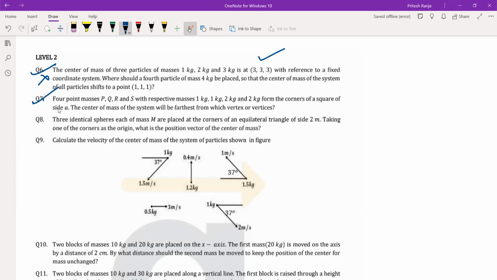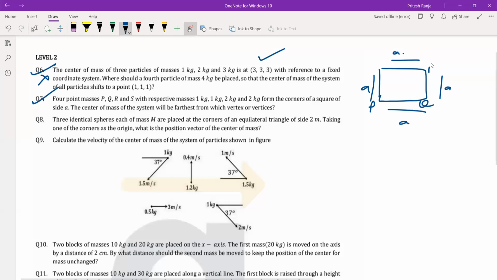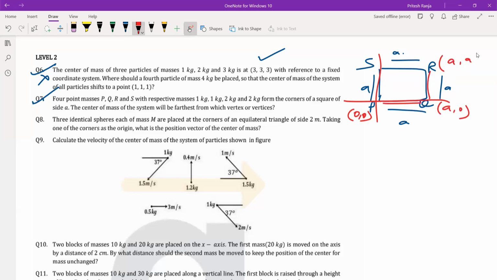And let us do this one, number 7. 4-point masses are respectively having the mass from the corners of a square of side A. Right? ये square मान लिया, सारे side A है. Point masses यहाँ मान लिया point P, तो ये हो गया Q, ये हो गया R, ये हो गया S. तो point P का कोऑर्डिनेट क्या होगा? Let us assume this is at the origin. तो Q क्या होगा? A, 0. R का कोऑर्डिनेट क्या होगा? A, A. S का कोऑर्डिनेट क्या होगा? 0, A. And the center of mass will be farthest from which vertex or vertices?